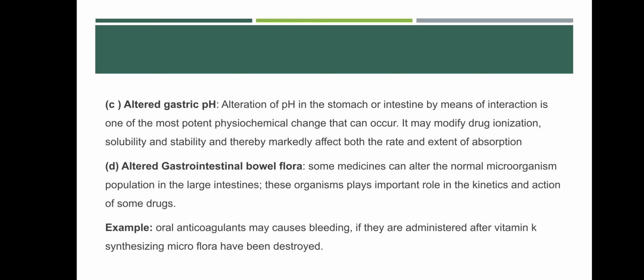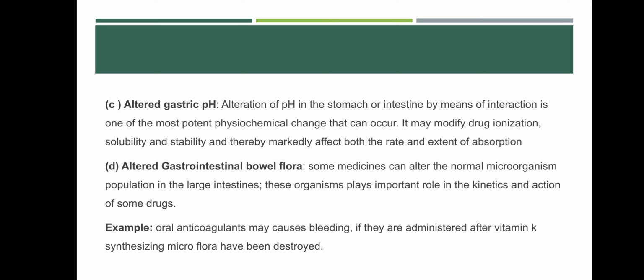So in this, the drug ionization, solubility and stability will affect the rate as well as the extent of absorption. Next is the altered gastrointestinal bowel flora. In this, some medications will alter the normal microorganism population in the large intestine, and these microorganisms generally play an important role in kinetics and action for some drugs.